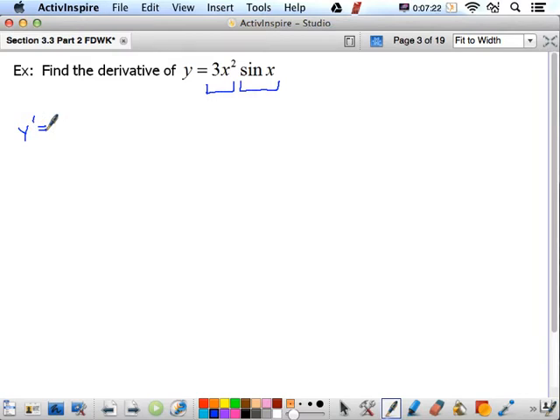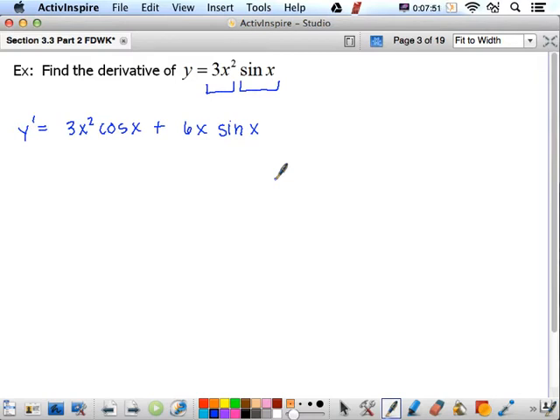First times the derivative of the second, so we have 3x squared times what? Right, so 3x squared times cosine of x, plus the second function, which is sine of x, times the derivative of the first function, which is 6x. And what I usually do is I go ahead and you know that you're going to put your trig functions last, so I kind of just save a little spot in there because you want your trig function to be last. Are you all good so far?